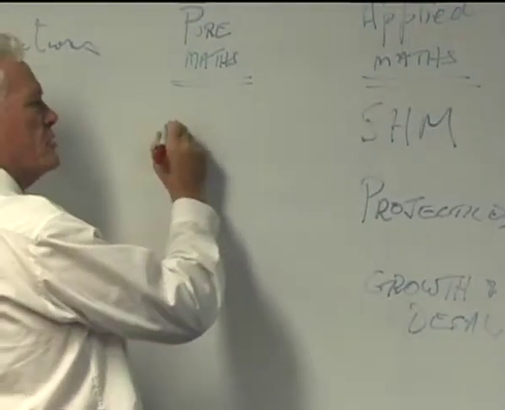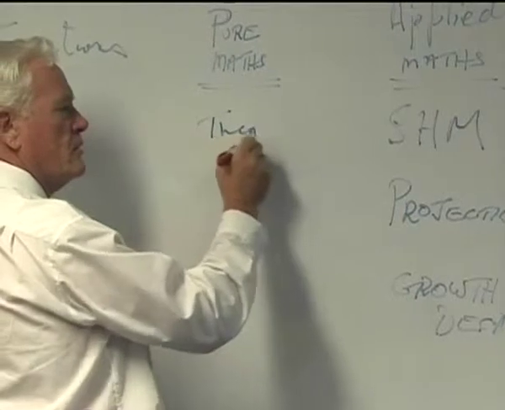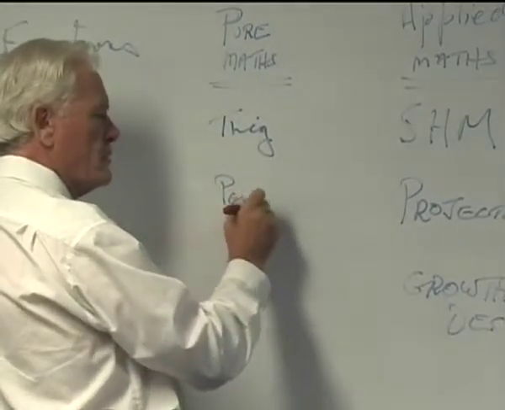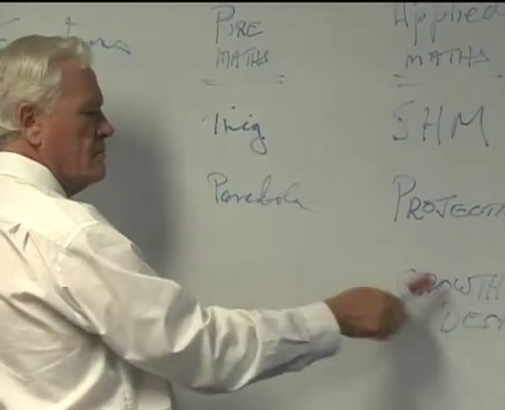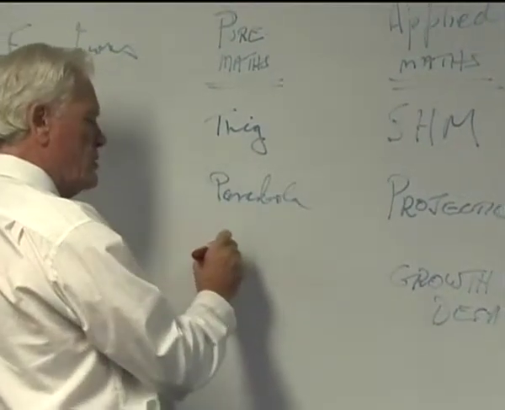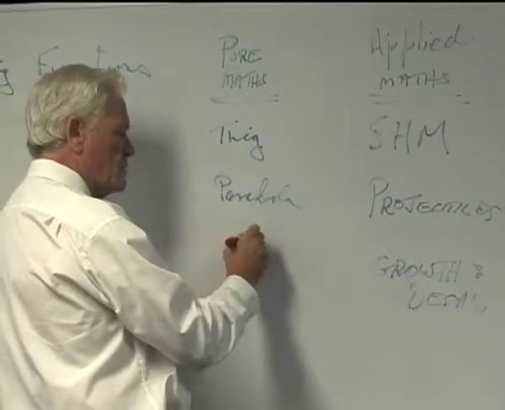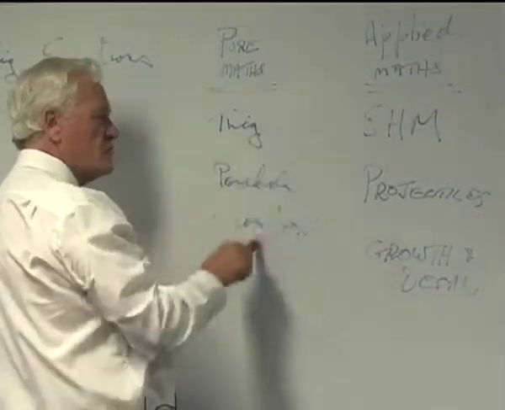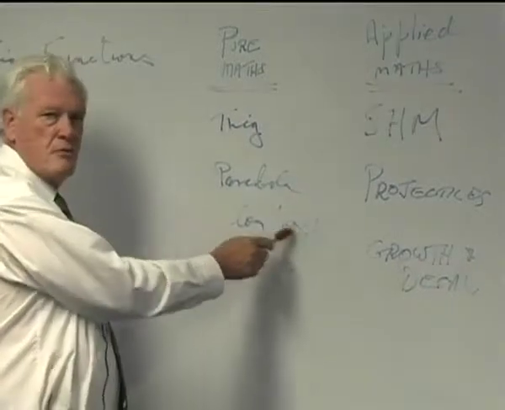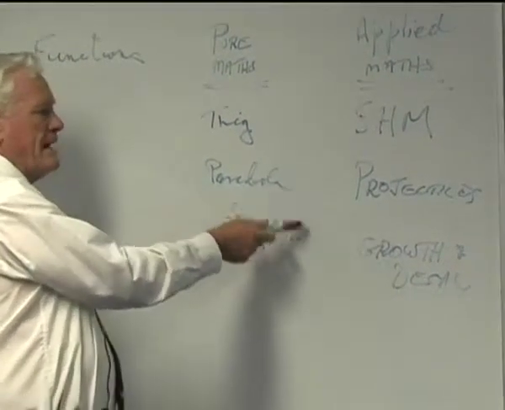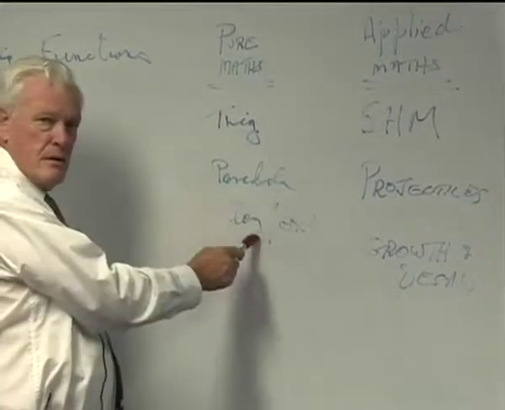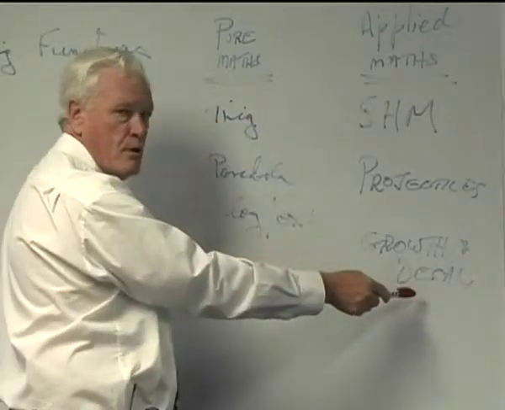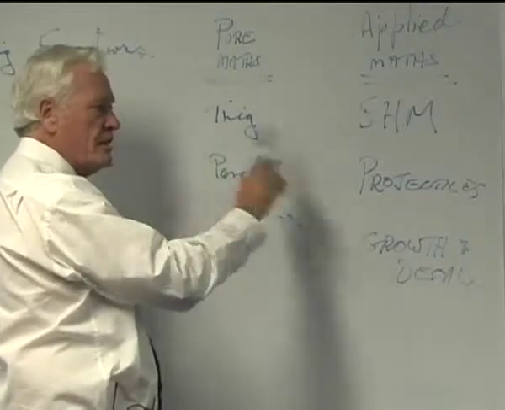In simple harmonic motion, you use a lot of trigonometry. In projectiles you use parabolas. And in growth and decay, we use logs and exponentials. These things, trigs, parabolas, logs and exponentials, are all functions, and they're the functions that we do in pure mathematics to help us in applied maths. It's most important to know the linkage.